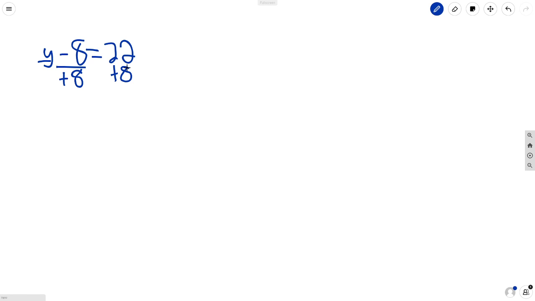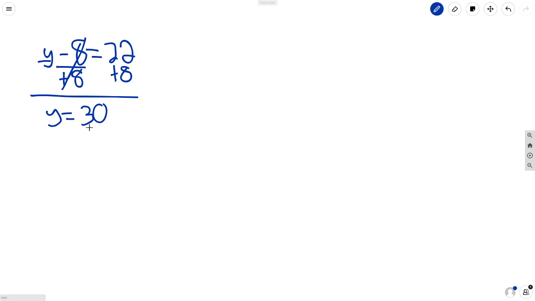And what you do to one side of the equation, you also have to do to the other side to keep the equation balanced. So y minus 8, since it's being subtracted, we're going to add it. These two are going to cancel out. And then 22 plus 8 is 30.